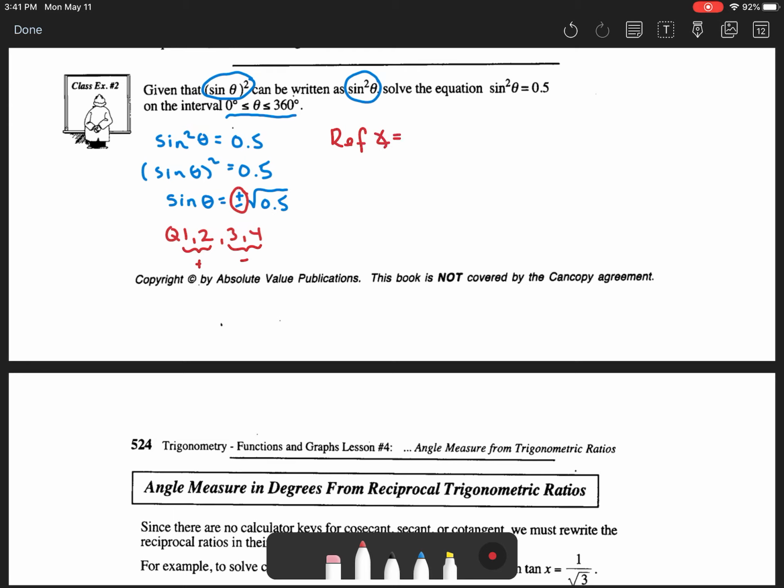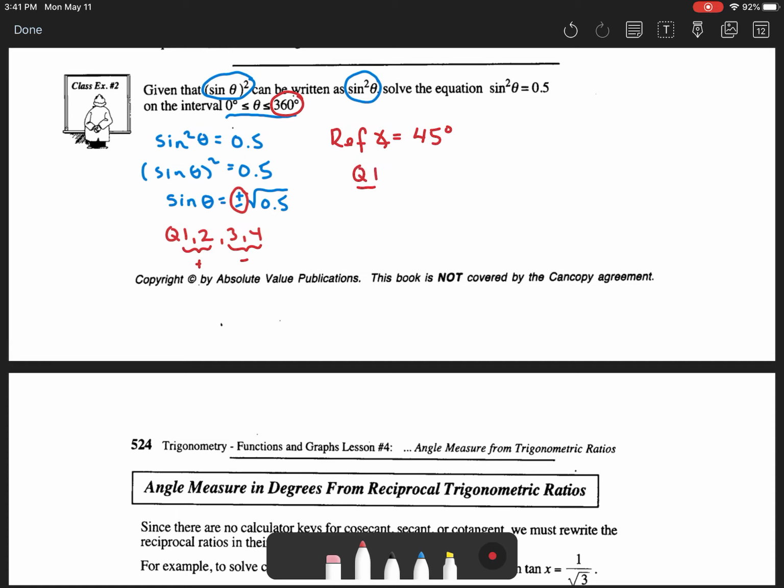The step after that is always to determine what your reference angle is. So again, what am I going to do? I'm going to go second function sine of the square root of 0.5. When you do that, again, we are in degrees, so make sure my calculator is in degree mode. It should be from the last question. My reference angle is 45 degrees.